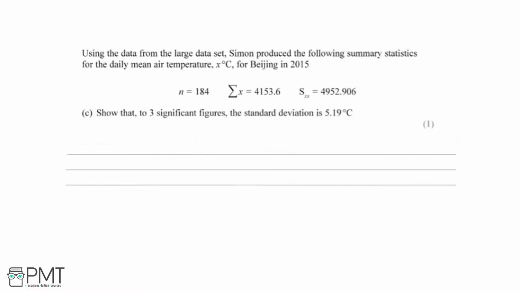So using the data from the large dataset, Simon produced the following summary statistics for the daily mean air temperature, X degrees for Beijing in 2015.